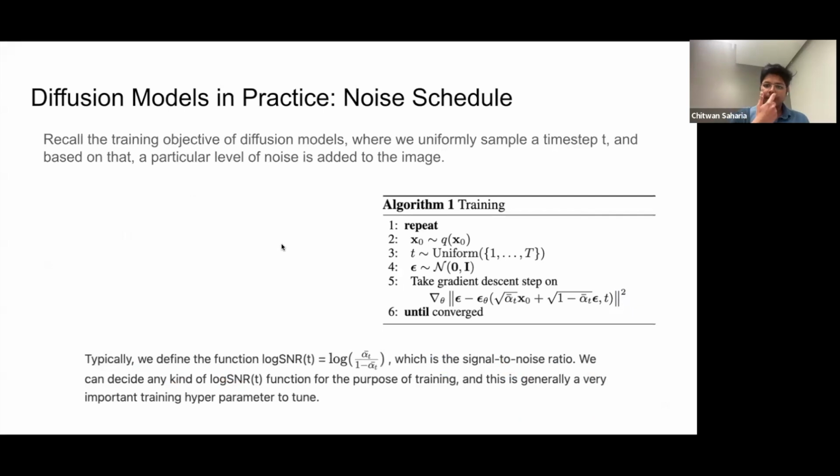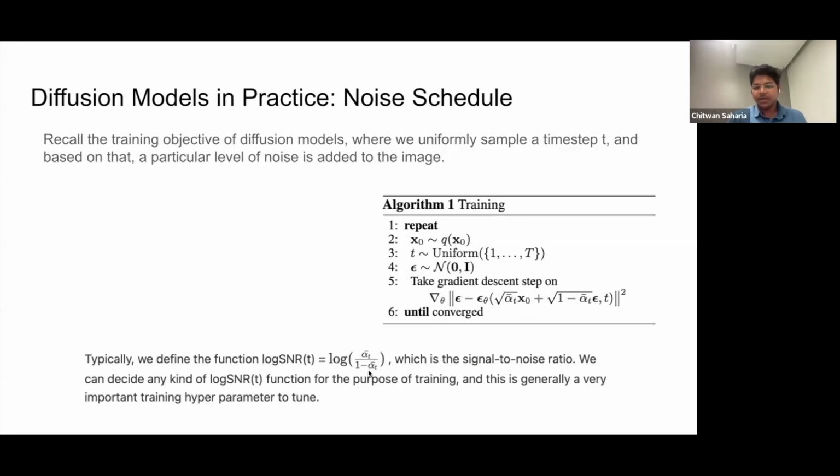Another thing that I alluded to initially was noise schedule. As you can see here in training, we are sampling this time step uniformly and then selecting alpha t based on that. So this can be characterized as a noise schedule function that we need to specify before training the model. And generally, the way we describe it is a log SNR function, which is basically defined as this.